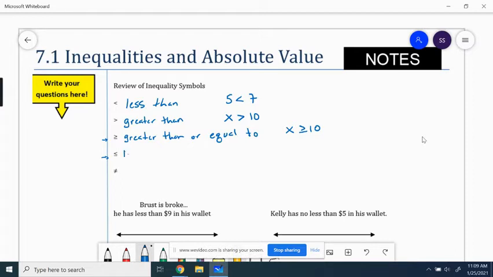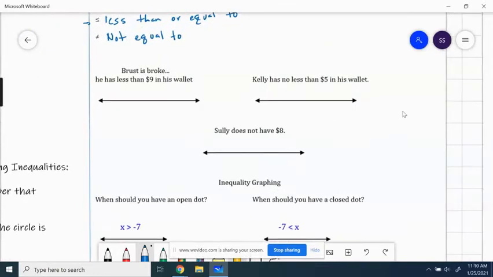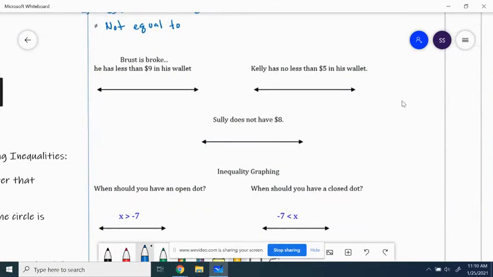And this is less than or equal to. All right, and this just means not equal to. All right, so let's look at translating these verbal phrases into an inequality.